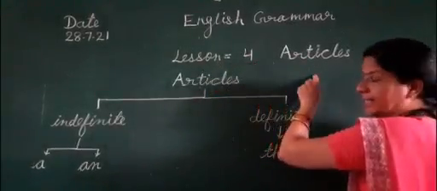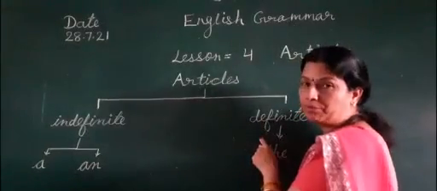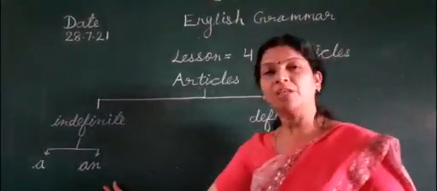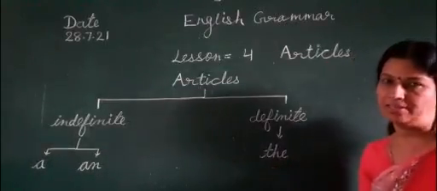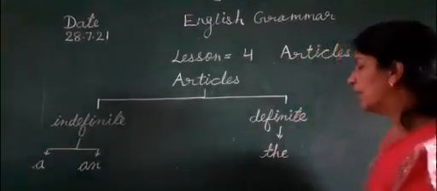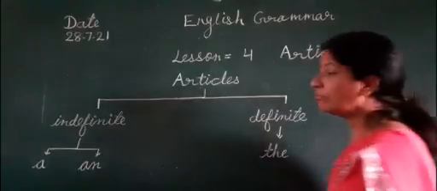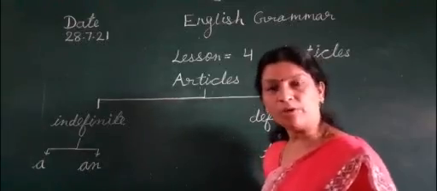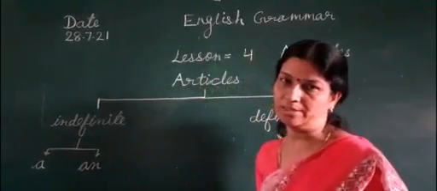Lesson 4, articles. As we all know, there are two types of articles, indefinite and definite. A and an are known as indefinite articles and the is known as the definite article. We use a and an with singular words, and the is used in many cases which I will explain. A is used before consonant sound words and an is used before vowel sound words.